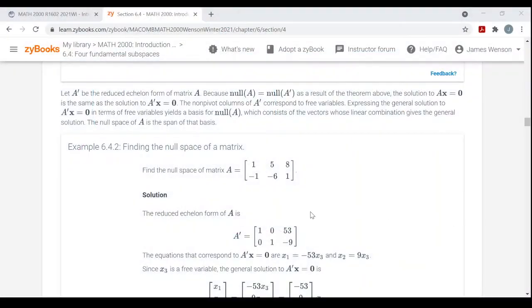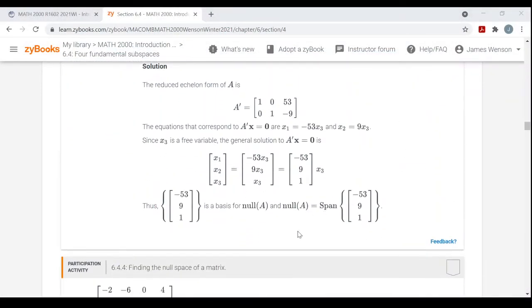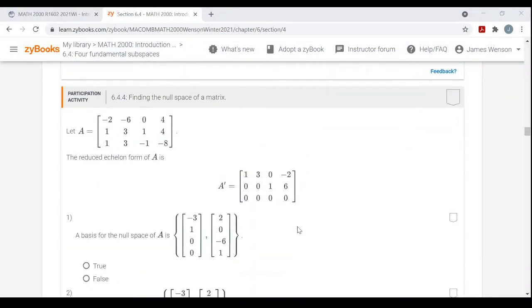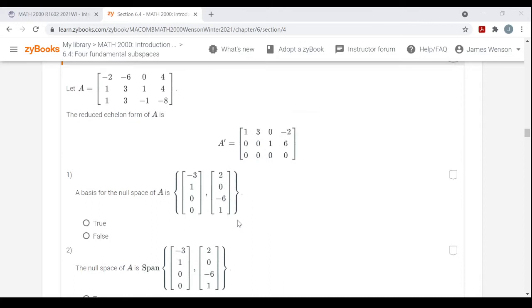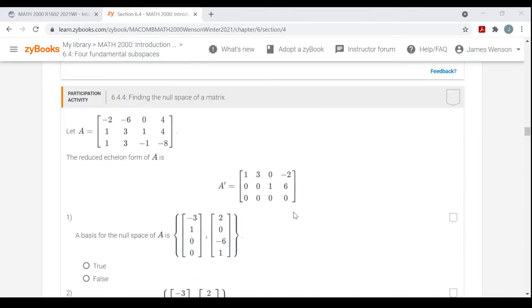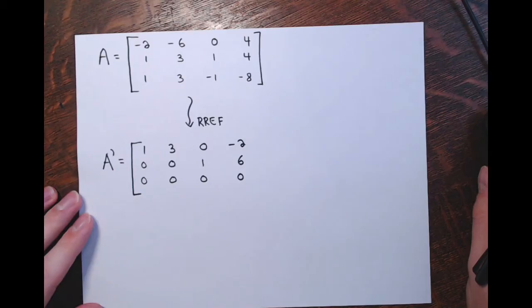All right, so let's go back here and they take you through the same kind of thing. Now this time, look, they're telling us here's a matrix A. They give you the reduced echelon form of A, this A prime, and ask you for a, what is the null space. So now this one I'll do real quickly. I'll do it very quickly on a piece of paper.